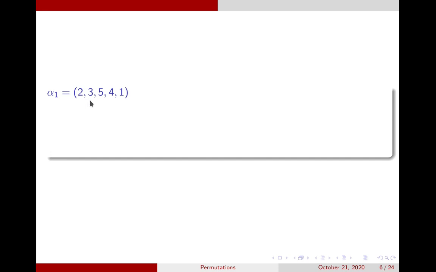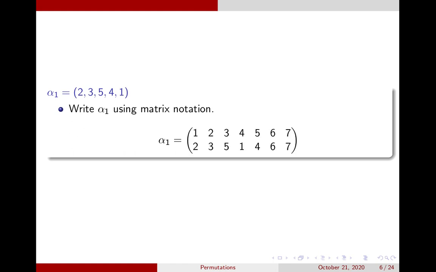Okay, now we're looking at alpha 1, the cycle 2, 3, 5, 4, 1 that we just looked at. Let's try writing alpha 1 using matrix notation. This is something we cannot do unless we know which S sub n alpha 1 is in. Alpha 1 we know is in S sub 7, so the matrix will have the numbers 1 through 7 in the top row. And now we have just used the cycle to calculate alpha of 1.